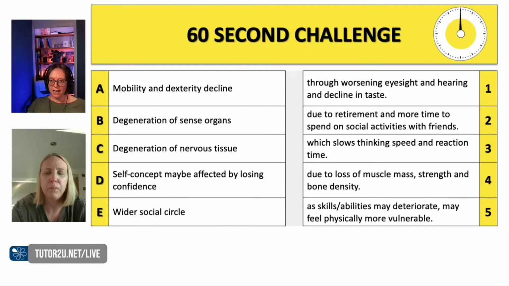So again, here are the mixed up versions. So A, B, C, D, and E are ways that he might experience the ageing process. And then 1, 2, 3, 4, 5 are explanations of those ways. I need you to match up the letters with the numbers, okay? We'll give you 60 seconds. See what you can do.